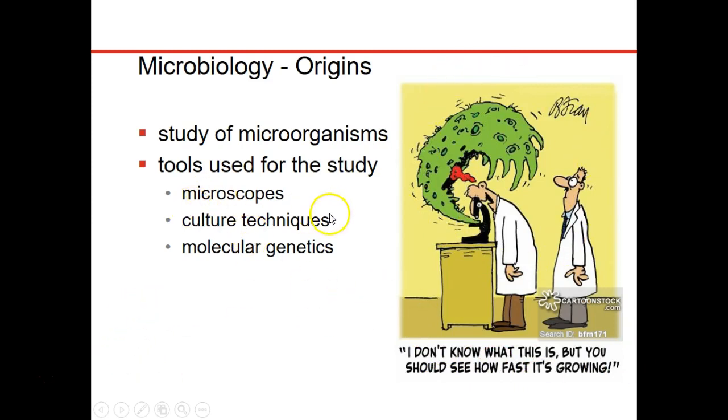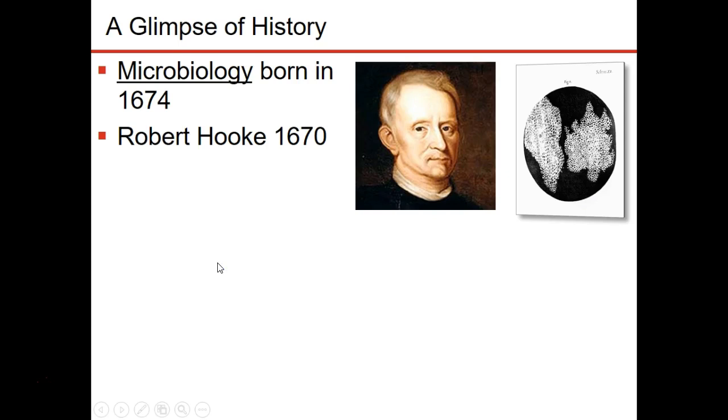So we had to make microscopes so that we could actually see microorganisms. We had to come up with techniques so that we could grow the microorganisms effectively. And then just recently, as recent as around the 80s when we started figuring this out, the molecular genetics of the microorganisms.